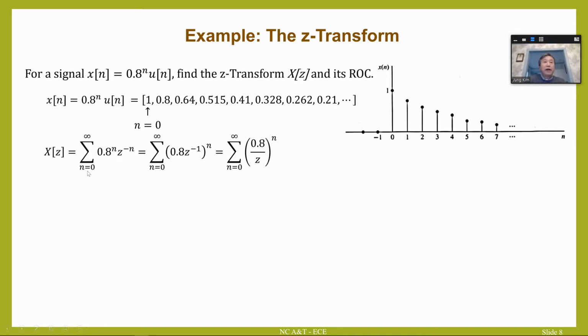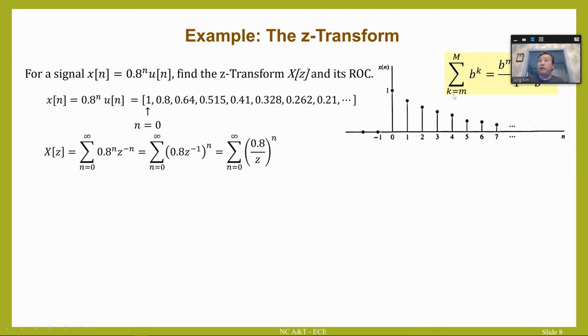You start from n equals 0 to infinity, and then inside of this range, the function is 0.8 to the n, times z to the minus n. So combine these together: (0.8 z to the minus 1) to the n. This is the same as this one. Now we have a closed form.